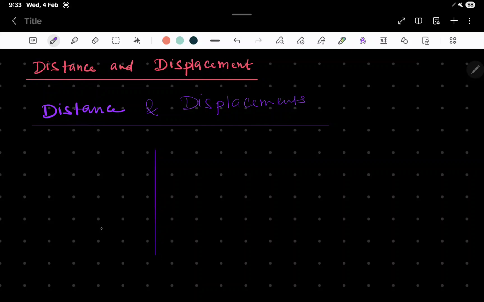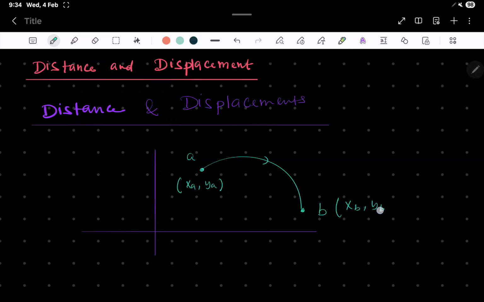Say this is the y-axis and this is the x-axis. Now there is a point A here, and a particle is situated at point A, and the coordinates of this point A are, let's say, xa and ya. The particle moves from A to B along a path, let's say like this. Now its coordinates become xb, yb.